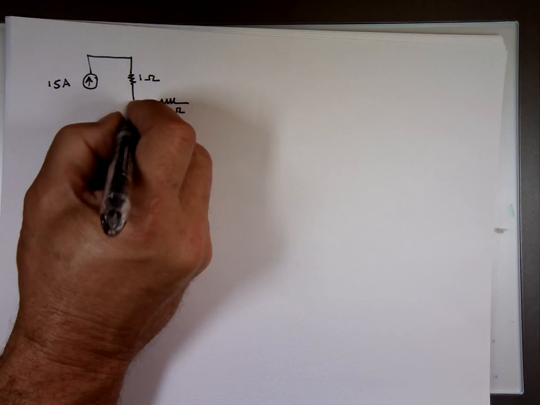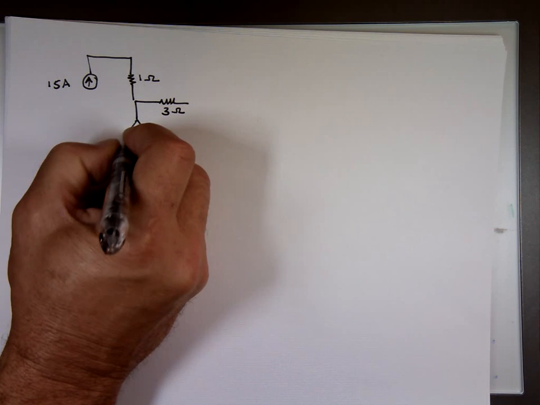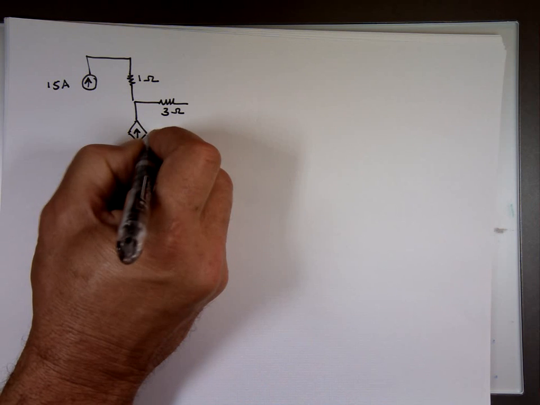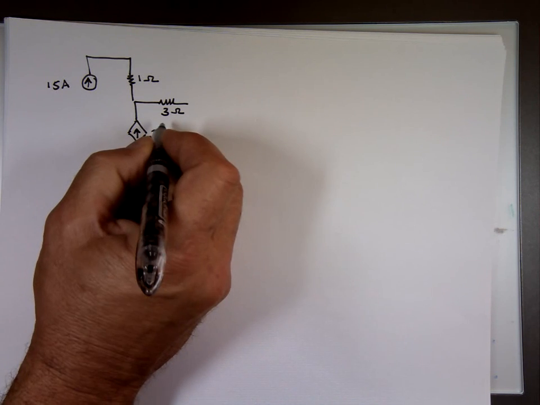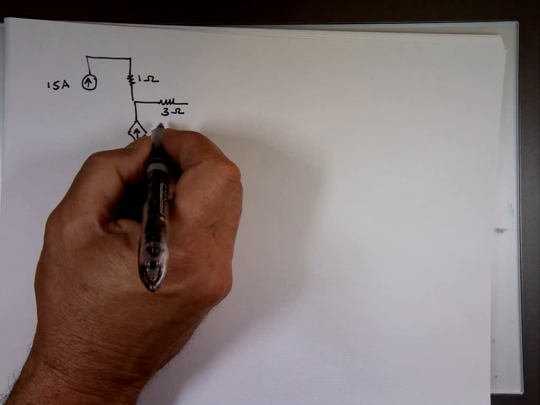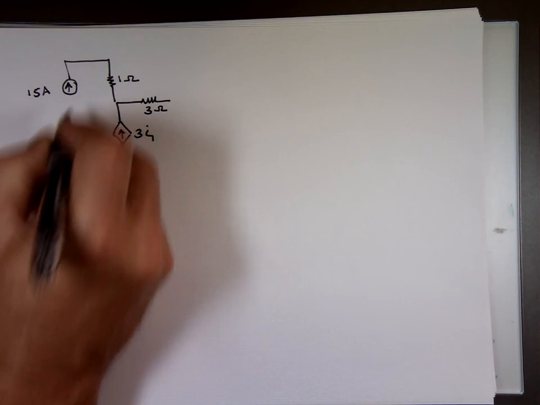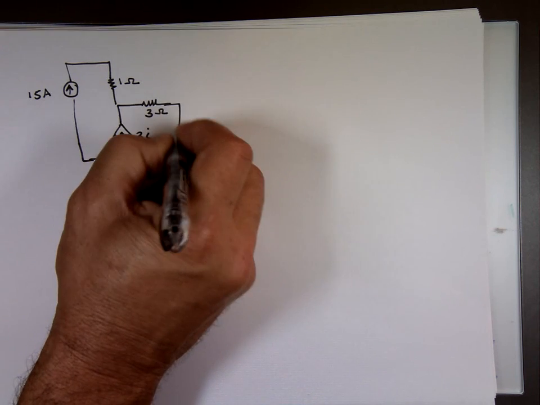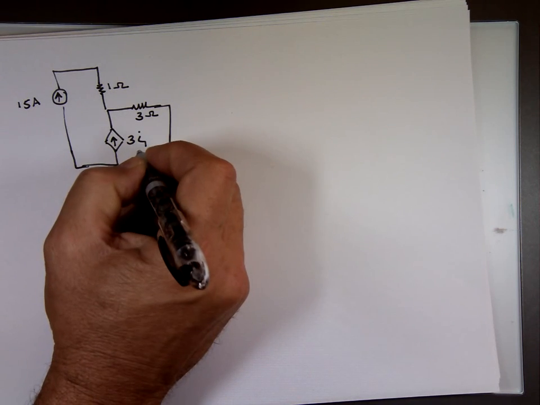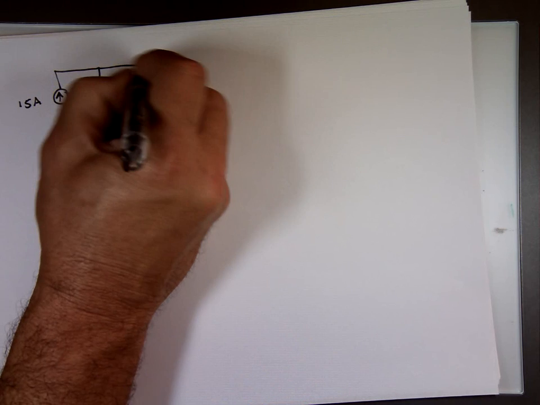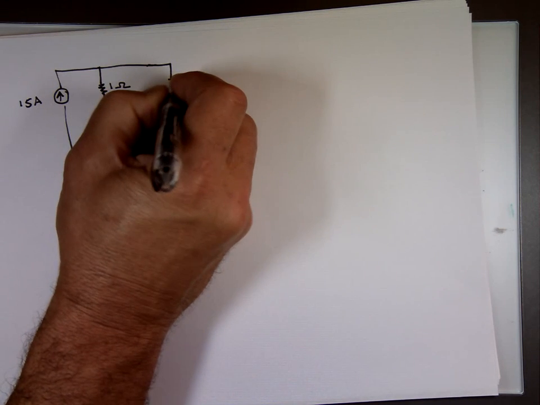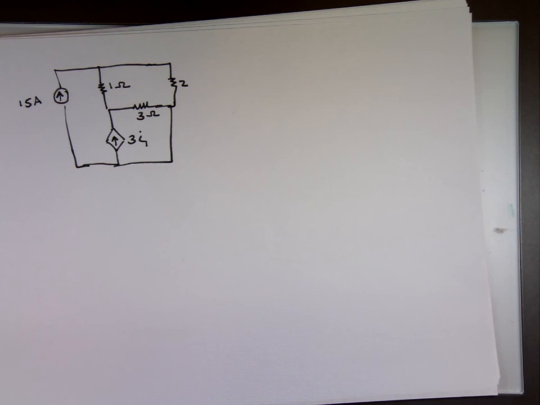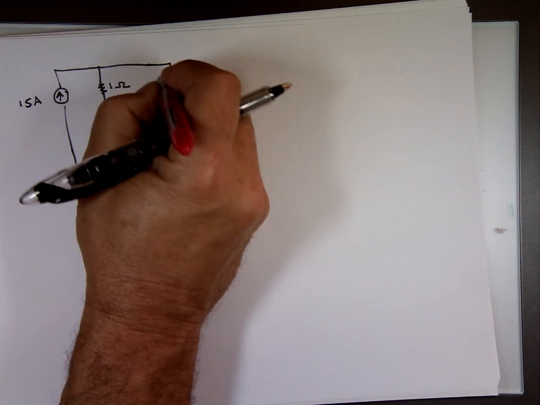And now we have a dependent current source here. And the value of that is 3I sub 1, and I have another resistor of 2 ohms on the top here. And I sub 1 is the current coming down here. This is I sub 1.